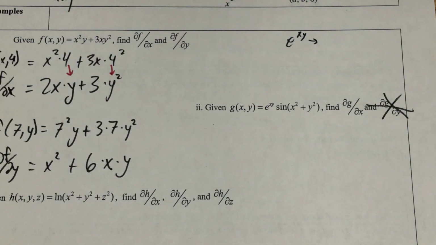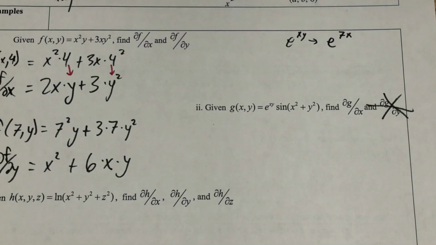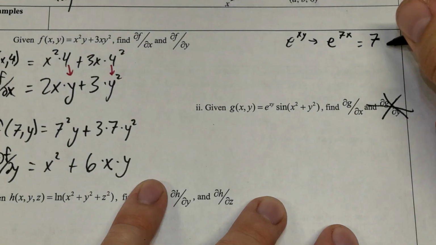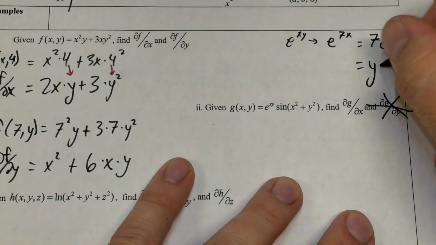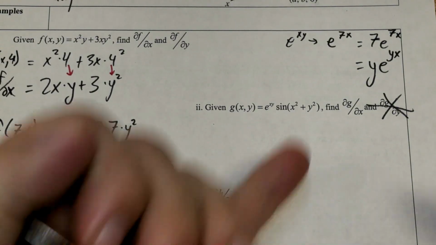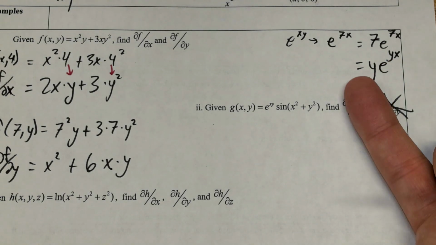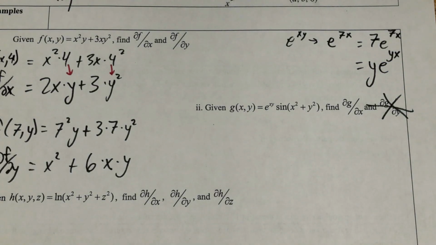When I take the derivative with respect to x, well, remember, this would be like e to the power 7x. And so the derivative I would get would be y e to the xy, because y is just a constant. If this was 3x, the derivative would be 3, and I would be chain ruling it down. Since y is being held constant, it's going to chain rule down.